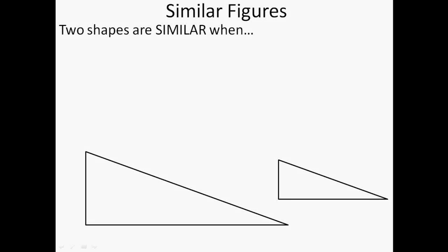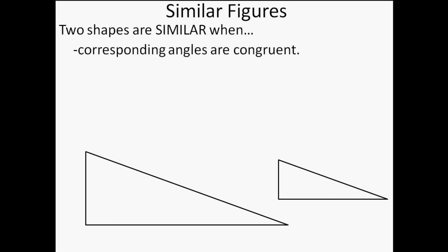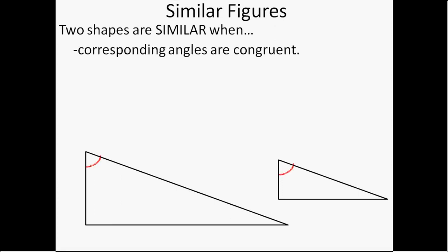Alright, similar figures. Two shapes are similar when corresponding angles are congruent. The two red angles that just appeared both have the same measurement. They correspond with each other. The blue angles that are marked with double arcs, those also correspond. They have the same measurement.